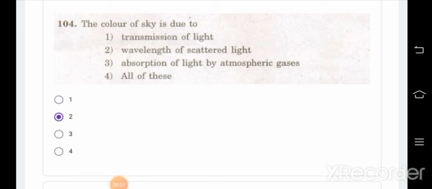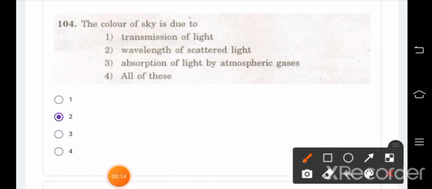The last question is: the color of the sky is due to what? What is the reason behind the color of the sky? The answer to this question is the wavelength of the scattered light. So we have discussed 5 questions of the KCET chemistry question paper. In the next video I will come back with more questions from the KCET question paper.